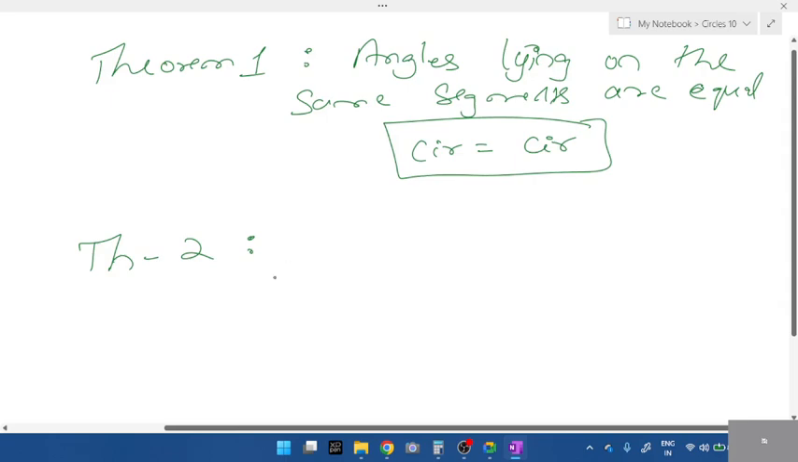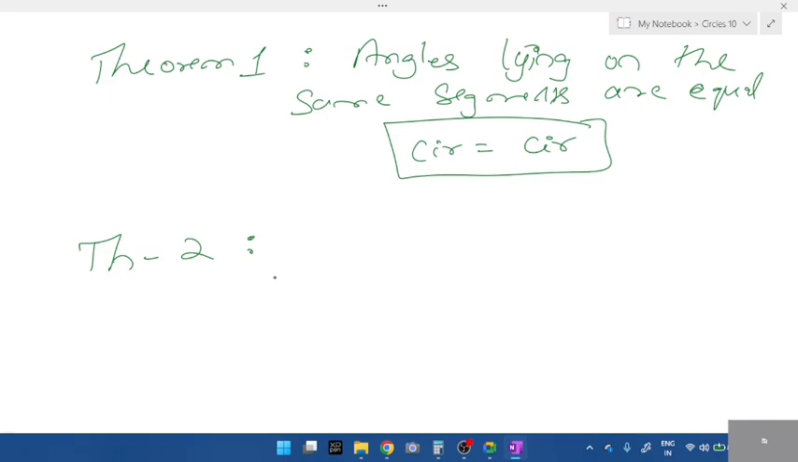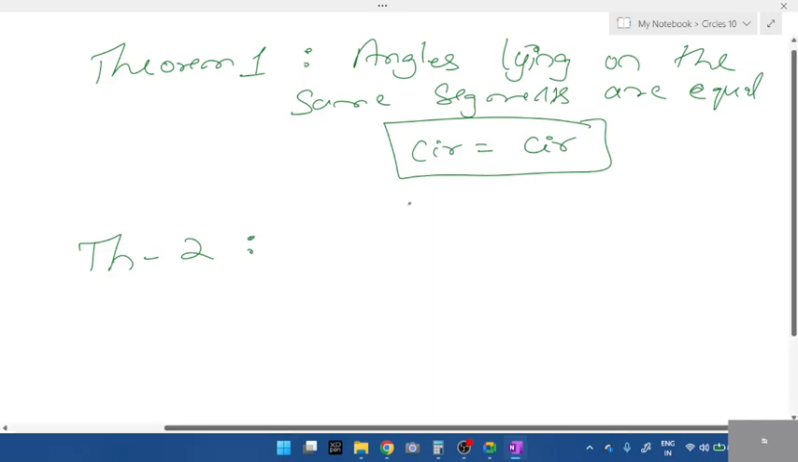Angle formed in the center is twice the circumference. Angle formed on the same arc. Okay. What is circumference? So what are the keywords there? Center, doubles, right?